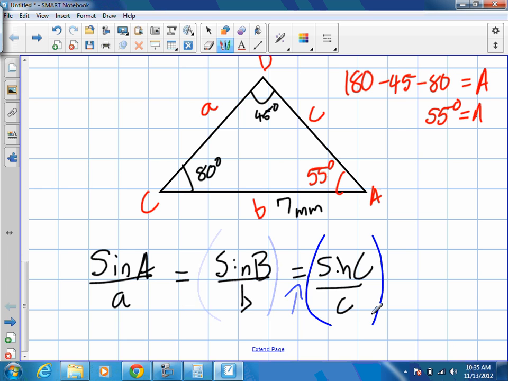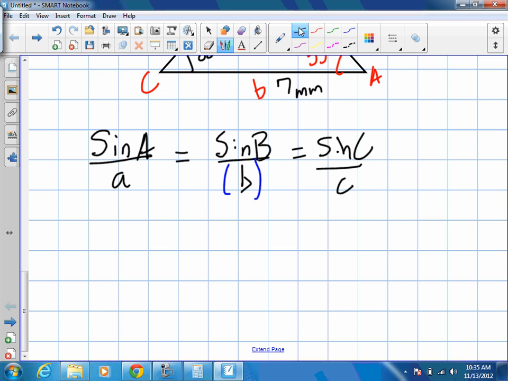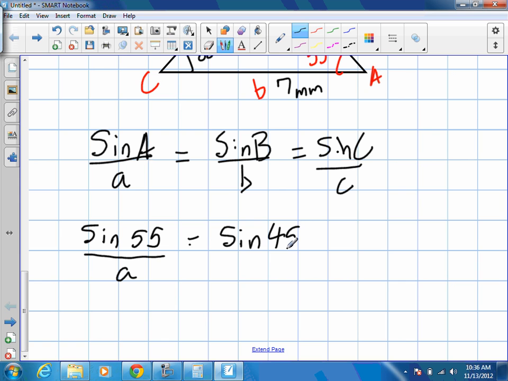So let's put together our information. We know angle B is 45. This is the angle. The uppercase is the angle. So sine, the letter, means we're talking about the angle. Sine A is 55, we just solved that, and sine C is 80. So we're going to plug those pieces of information in. And we also know side B is 7 millimeters. So let's put all this information in. That becomes sine 55 divided by A is equal to sine, our B was 45? Yeah. Divided by B. No, 7 millimeters. Good. And sine C is 80 divided by C.